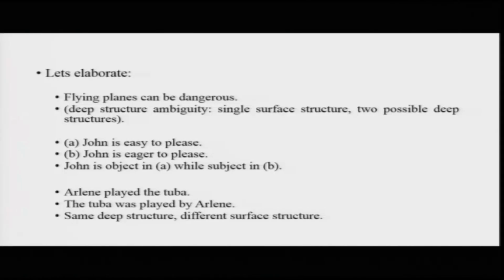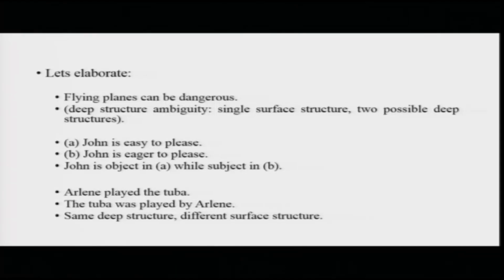Okay, so let's take another example. John is easy to please versus John is eager to please. Here you see the ambiguity is mostly in terms of the surface, the word is already changed, the surface structure is very different. Or say for example, you can have something different. Let's say Arlene played the tuba, and the tuba was played by Arlene. The deep structure here, the message here is the same, but the surface structure is different.